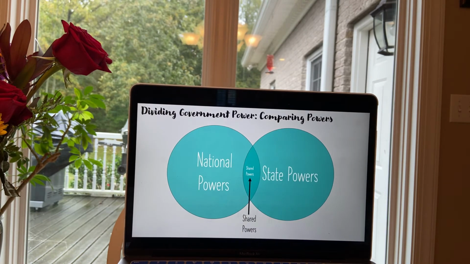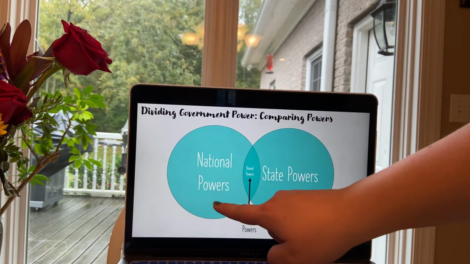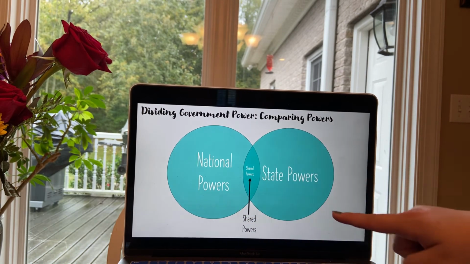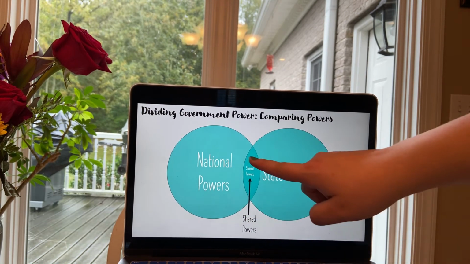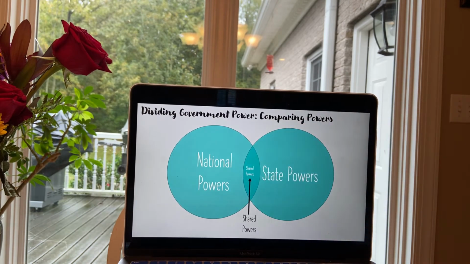So one of the best ways to compare powers is to think about a Venn diagram where you have the national powers on one side and the state powers on the other, and then they share powers together.